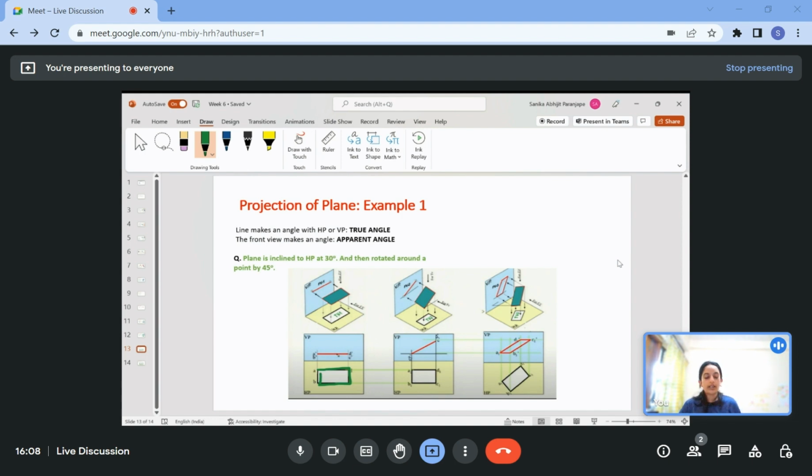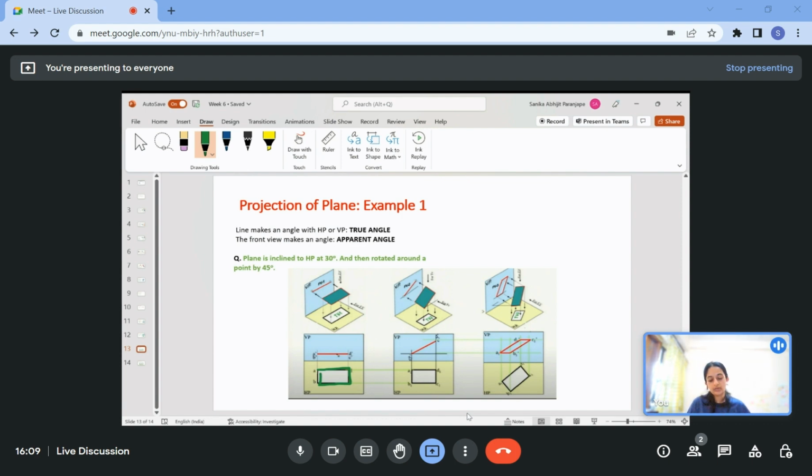So I rotated it like this. Now the angle with respect to the horizontal plane is seen in the vertical plane. This is my horizontal plane, vertical plane is here, sorry. So the angle with the horizontal plane will be seen in the vertical plane, but the length does not change.